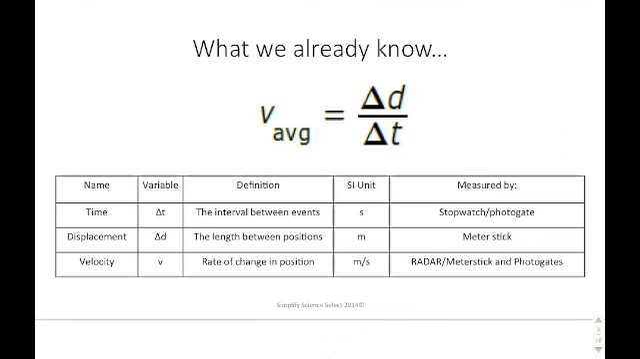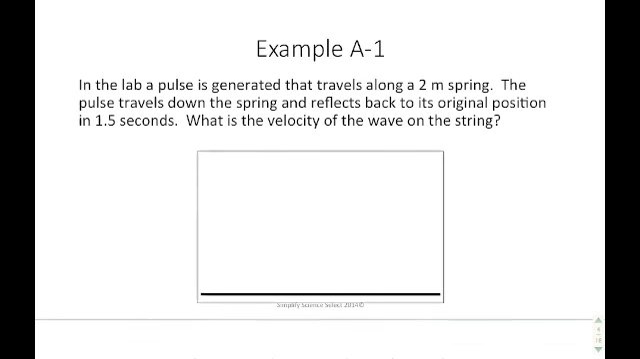The first thing we want to know is that you should already know this. This is the very first formula we talked about. It says the average velocity is equal to the displacement divided by the time. We're familiar with all these variables. There's nothing new there. So you should be able to apply it to the situation that we had in the lab. In the lab, we generated a pulse wave that travels along a 2-meter string. It says the pulse travels down the spring and reflects back, so it actually came back on the other side, to its original position in 1.5 seconds. What is the velocity of the wave on the string?